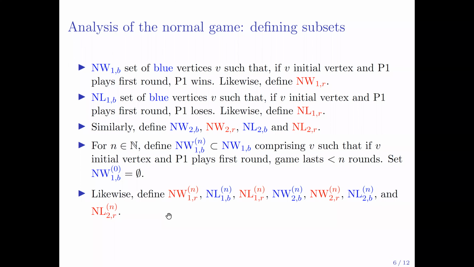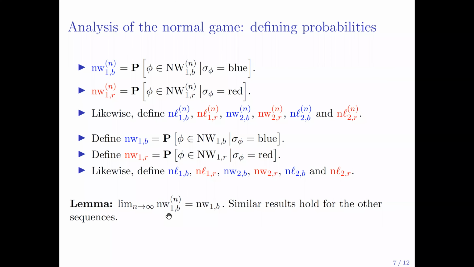Okay, so now this completes my definition of subsets of vertices when it comes to the normal game. Let me talk about probabilities now.